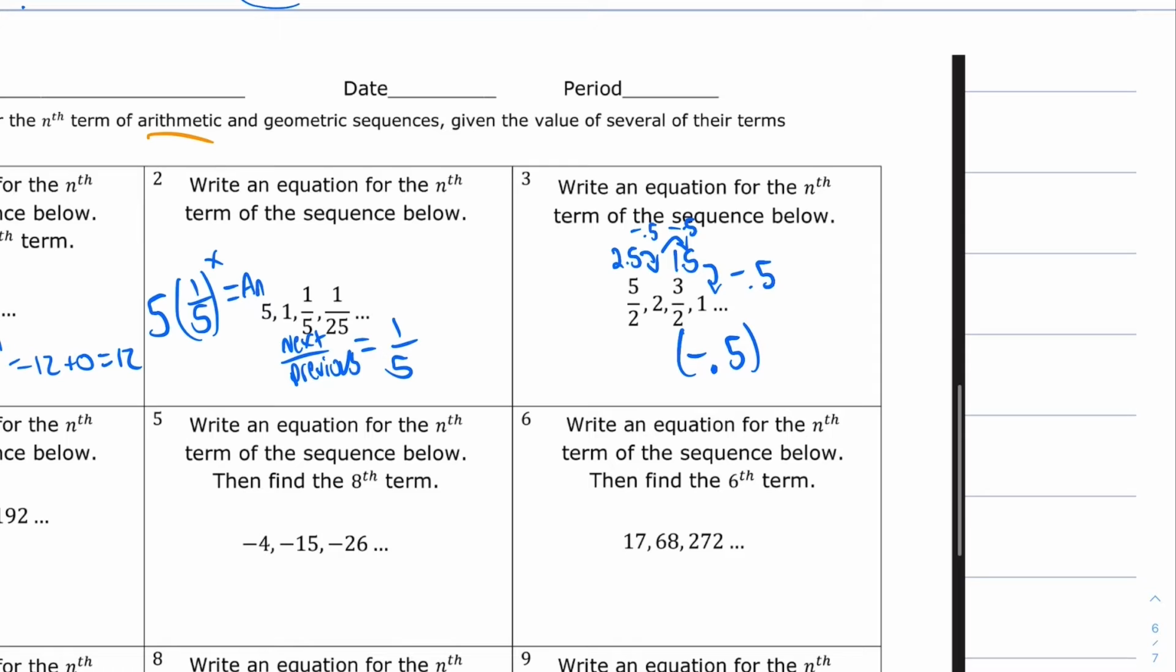And because it has a negative sign, I'm going to put that in parentheses. But since that's happening repeatedly, that's subtraction. That means that this is going to be an arithmetic sequence. And we're going to have to multiply that n minus 1 times. And then we just write the starting number. 5 halves plus n minus 1 times negative 0.5 will be equal to an.